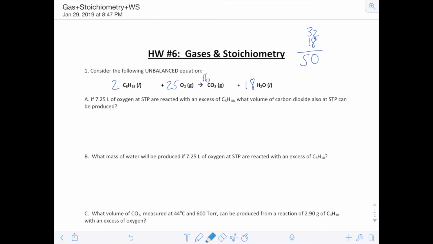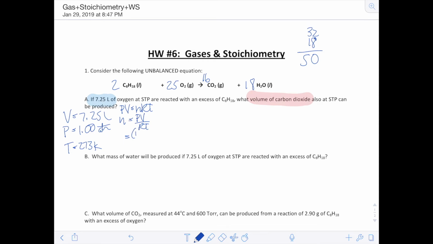Okay. So I have 7.25 liters of oxygen, and they want me to figure out the volume of carbon dioxide. So what do I know? Volume is 7.25 liters. At STP, pressure is 1 atmosphere, and I know that temperature is 273. So I want to use PV equals nRT, and I know everything except n, which is essentially PV over RT.